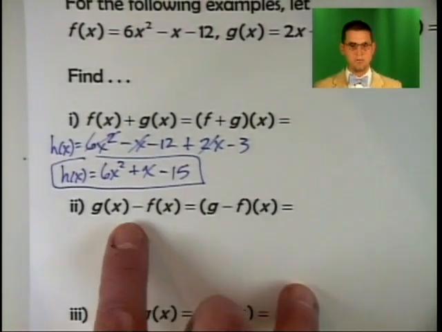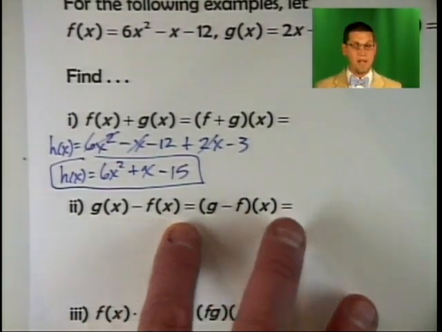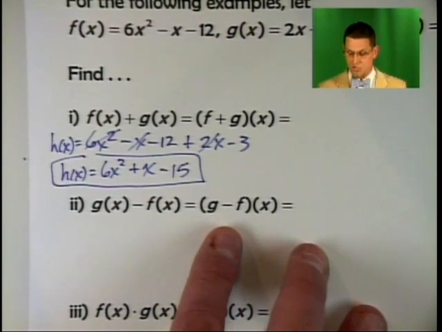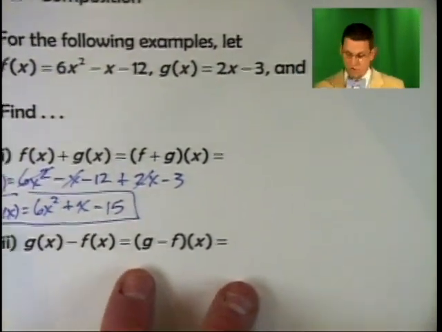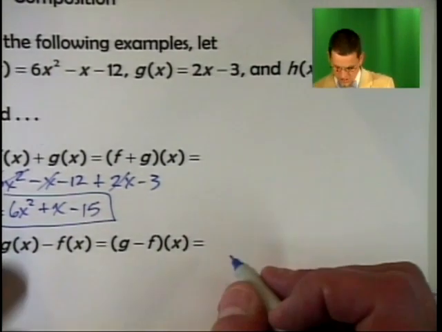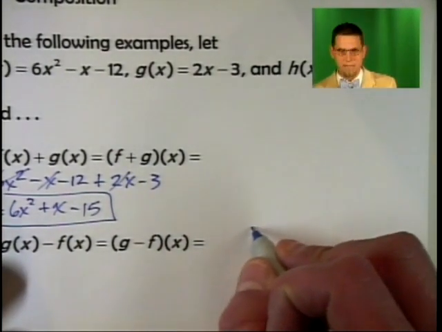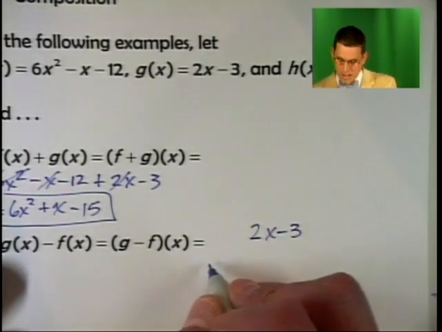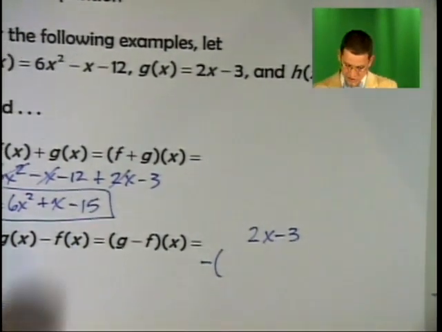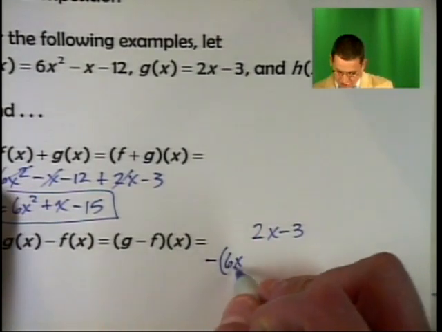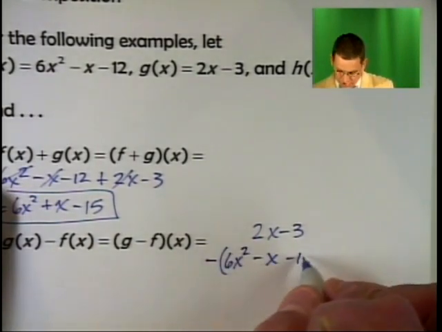Okay, well, we can also subtract g of x minus f of x, or g minus f of x. I'm going to do this one a little bit differently. I'm going to subtract these vertically. You may prefer vertically, especially in the beginning here. We start with g, which is going to go on top. 2x minus 3 minus, now you've got to be careful when you're subtracting, especially polynomials, because you're subtracting multiple terms, which means you're going to have to distribute that negative. So I'm going to put parentheses here, and I'm going to have a 6x squared minus x minus 12.